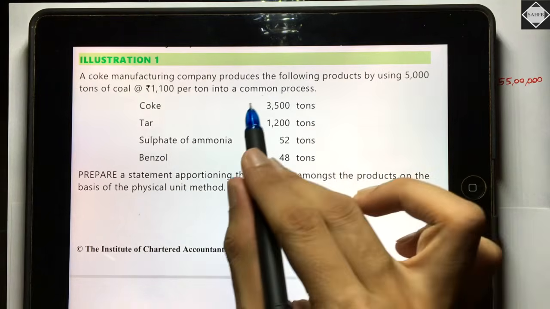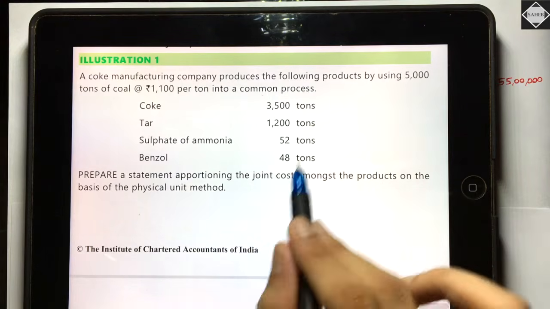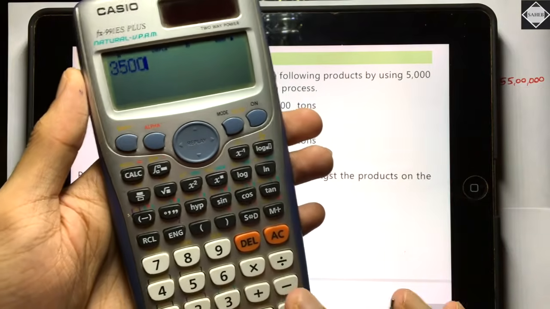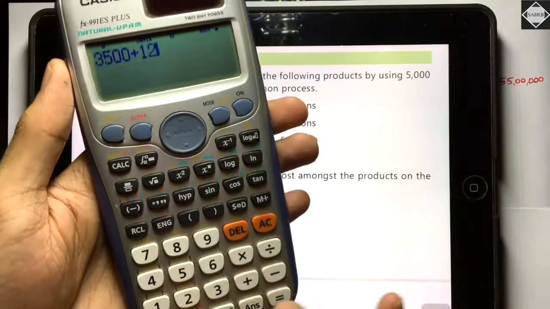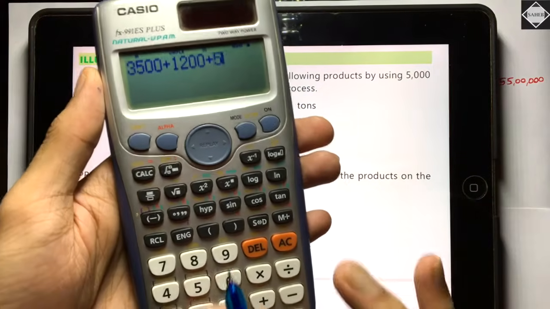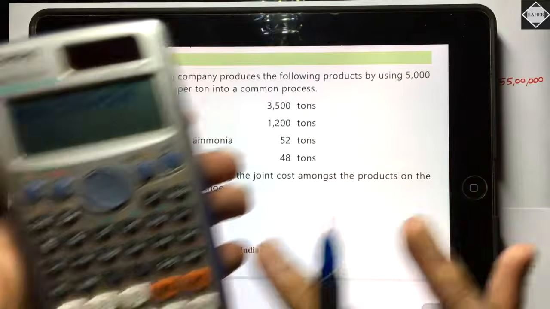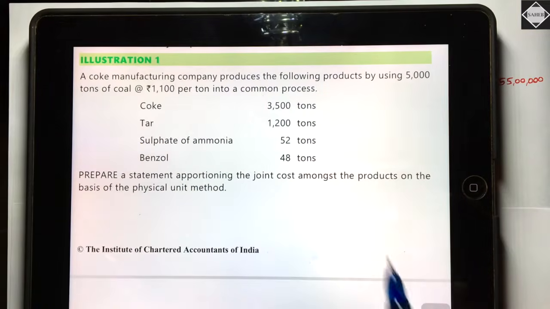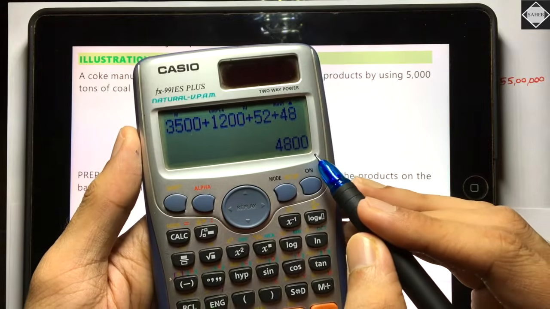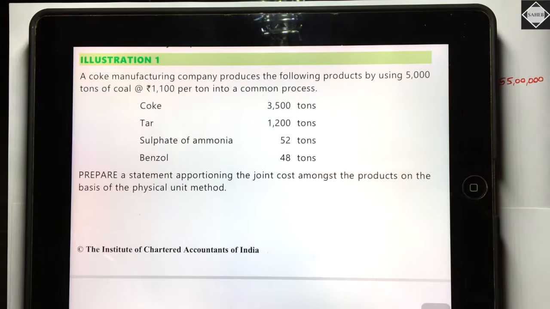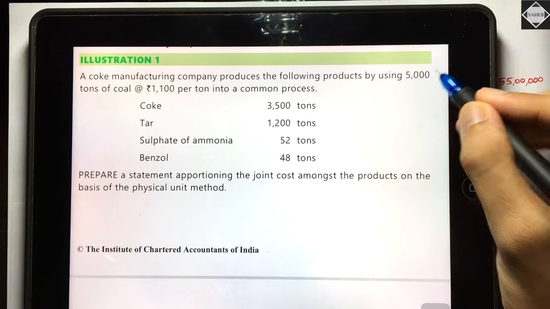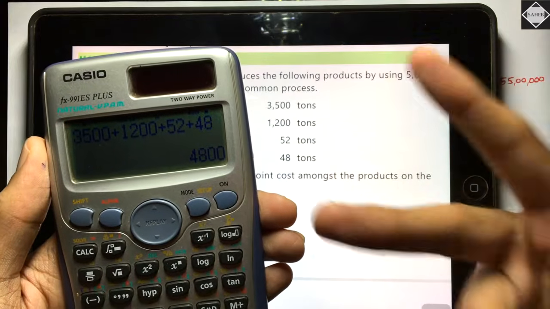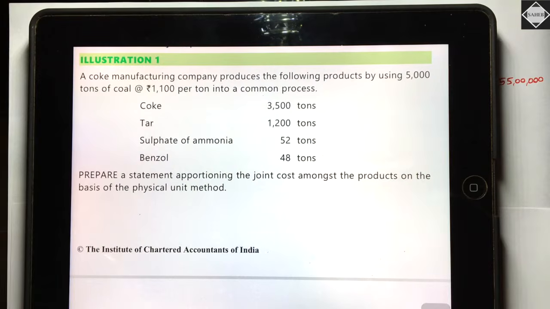But now if you add all of these up, let's see what figure we get. So 3,500 tons plus 1,200 plus 52 plus 48, that's equal to 4,800. You see this? Output is 4,800 tons in total, but what was the input? Input was 5,000. You see, there is a difference. Difference of how much? Difference of 200. That means 200 has been lost. There has been loss. Easy?